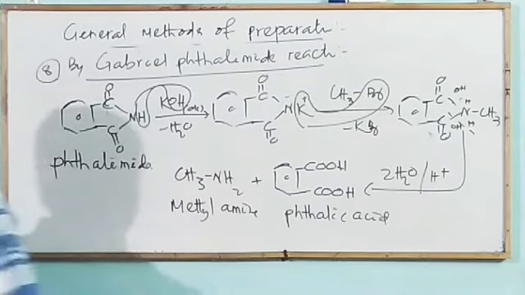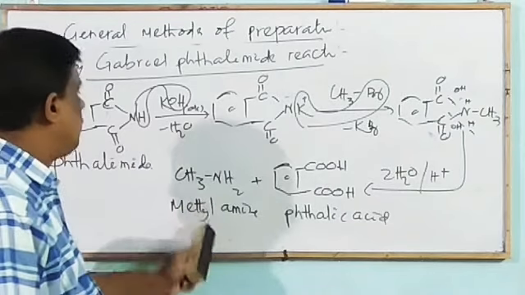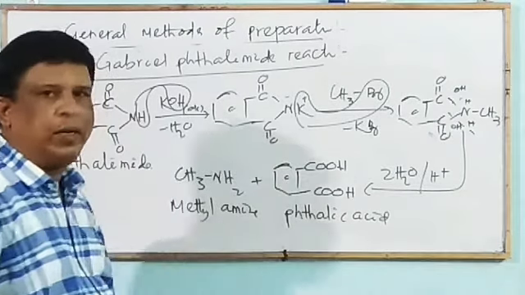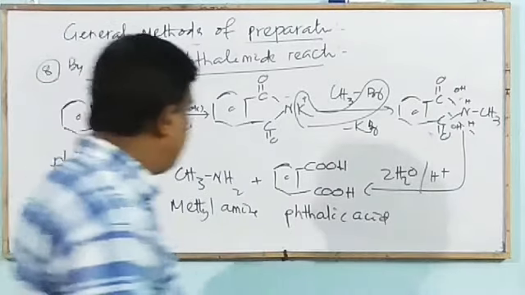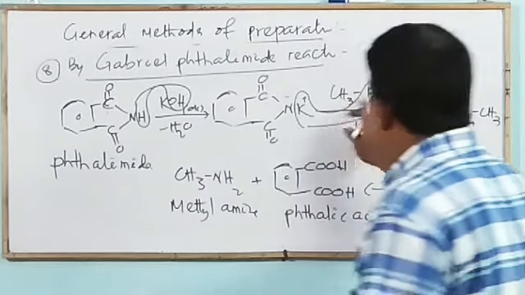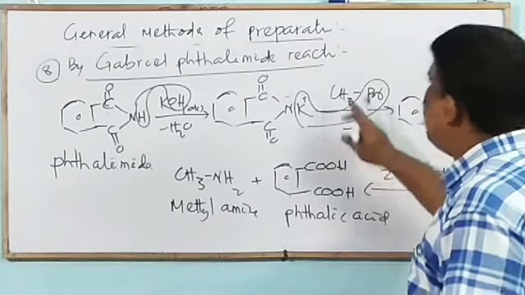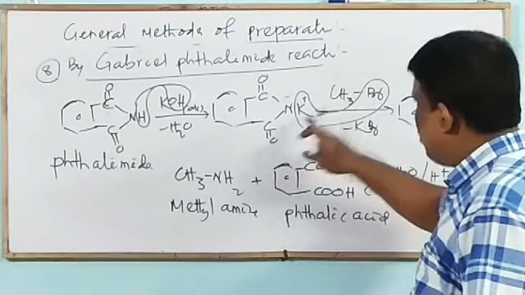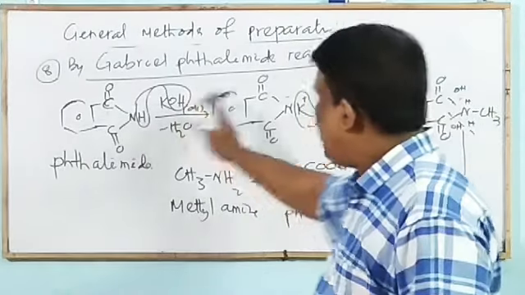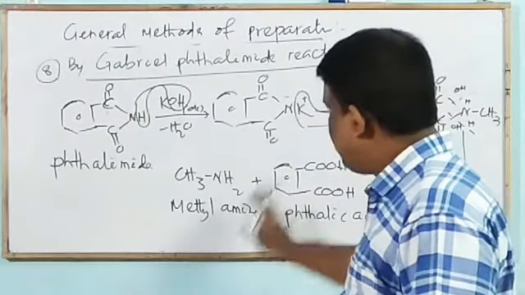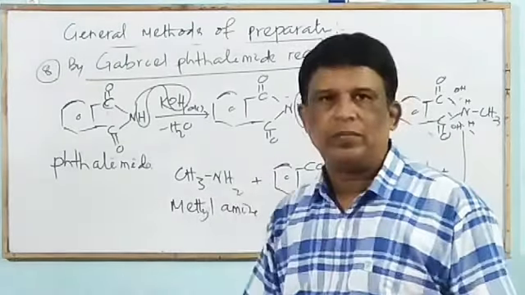The most important thing is that this method is meant for preparation of 1 degree aliphatic amine. Aromatic amine is not prepared by this method because if we select aryl halide, it does not respond to nucleophilic substitution reaction. That aryl halide has no reaction with potassium phthalimide. So this Gabriel phthalimide reaction is meant only for preparation of 1 degree primary amine.